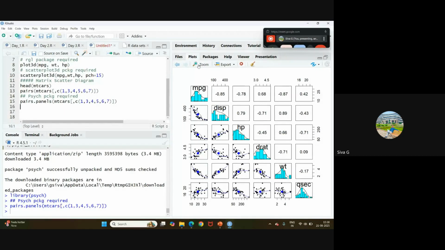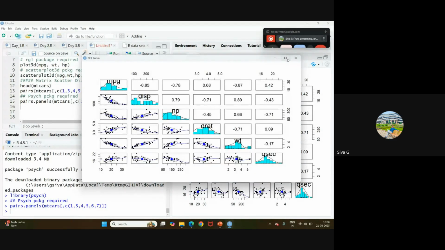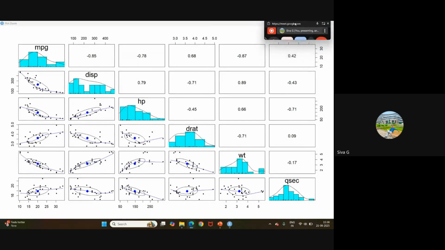Very nice. I am going to zoom this one. Here you can see the same pairs function showing the same thing, but with a little advantage and some beautiful features. The diagonal elements earlier showed only variable names. Now we are showing a histogram with an overlying density. This is the histogram of MPG with its overlying density, so that we can understand whether the data is normal or not. For MPG, the data is right-side skewed, so it is not normal.